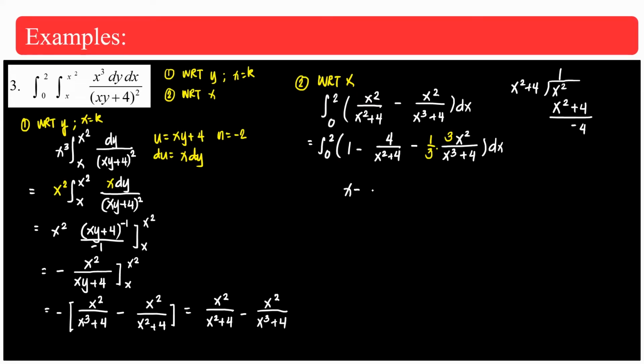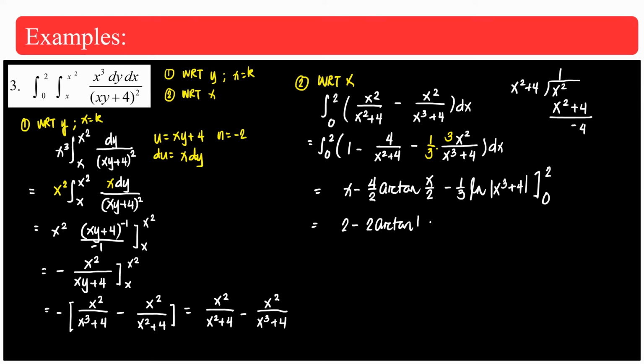This one would then be x minus 4 over 2 arctangent of x all over 2 minus 1/3 ln of x cubed plus 4 coming from 0 up to 2. So let's plug in first the 2 minus 2 arctangent of 1 minus 1/3 ln of 8 plus 4 is 12. So this is the first group minus 0 minus 2 arctangent of 0 minus 1/3 ln of 4. And then take note that arctangent of 0 is 0 already.